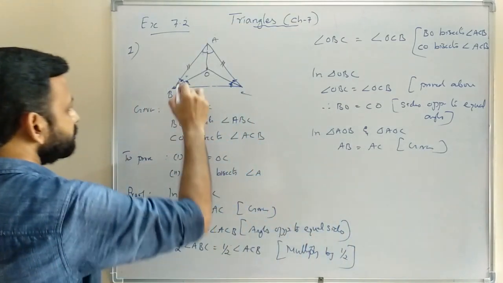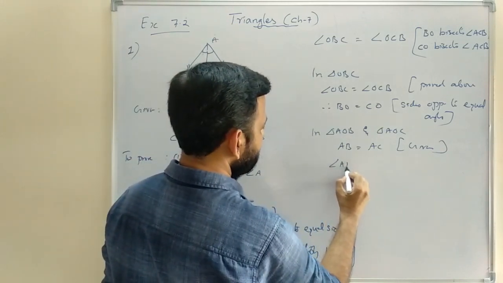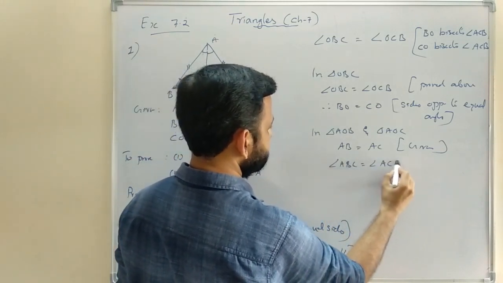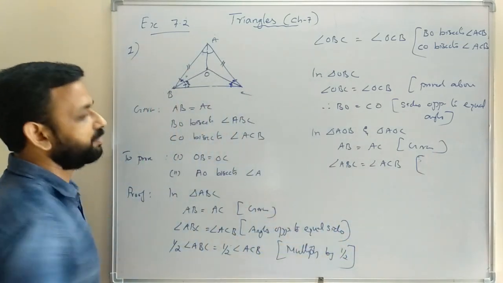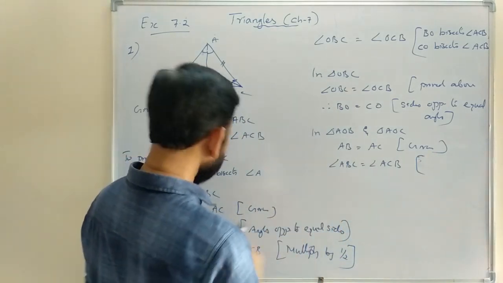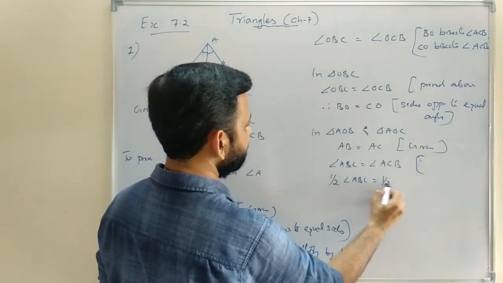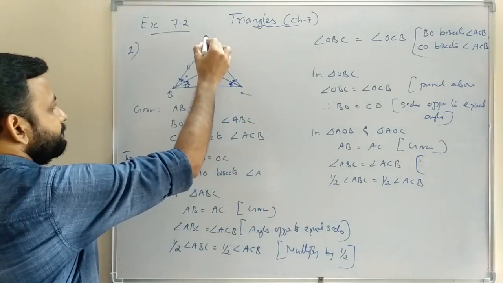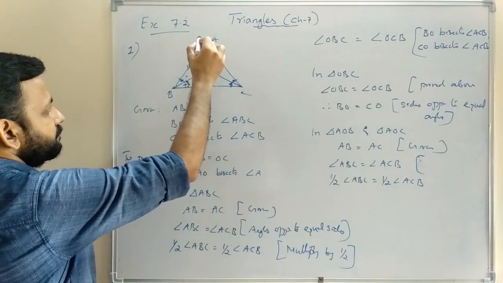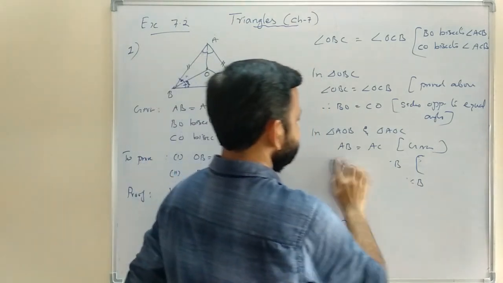Then angle ABC equals angle ACB. That is the same reason: angles opposite to equal sides. Then again, the same steps: half of angle ABC equals half of angle ACB. Sorry, I think that method is lengthy, so we can do it like this.